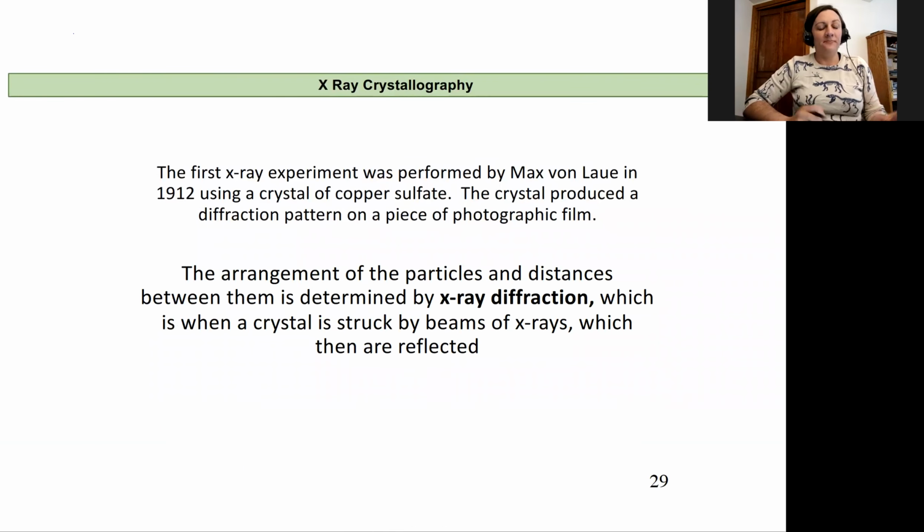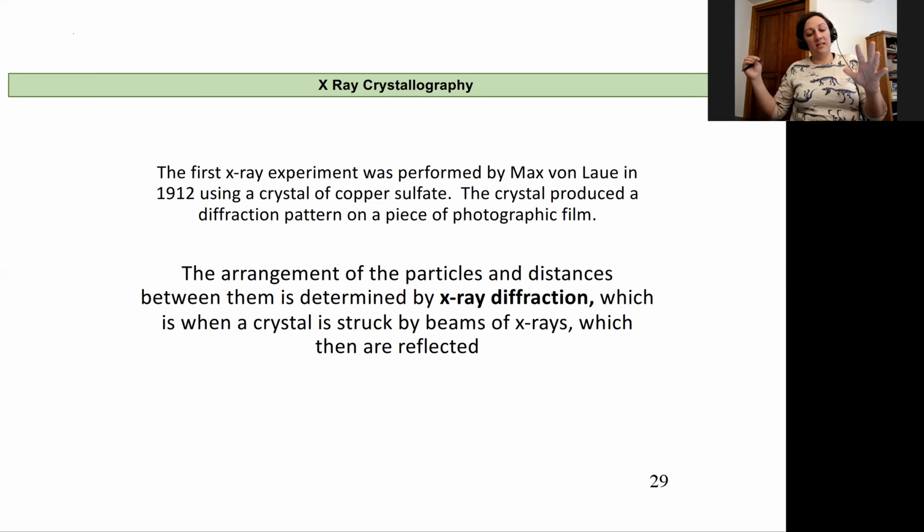So the first X-ray experiment was performed by Max von Laue in like 1912. He was using copper sulfate and a crystal of it that he had grown. And he was able to produce a diffraction pattern on a piece of photographic film, which is pretty cool. The arrangement of the particles and the distances between them are what determined that diffraction pattern that was seen.